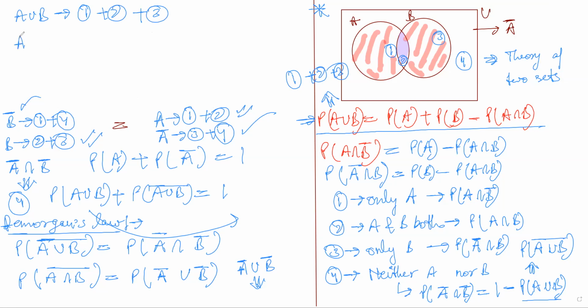So let's say I want to write A complement union B. A complement is 3 plus 4, union B. First A complement contains 3 plus 4. Now I'll go to B. B contains 2 and 3, but I have already written 3 here. So I won't repeat 3, but I will add the remaining portion, which is 2.